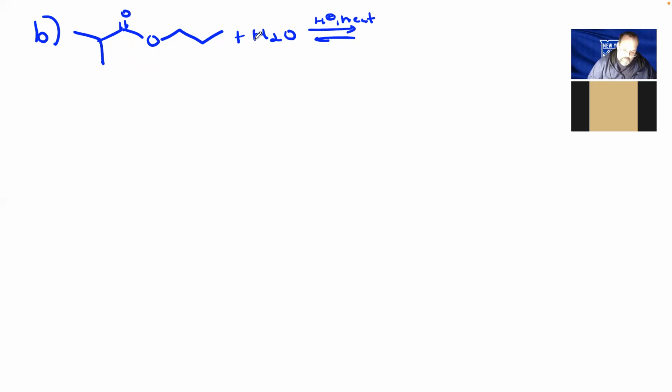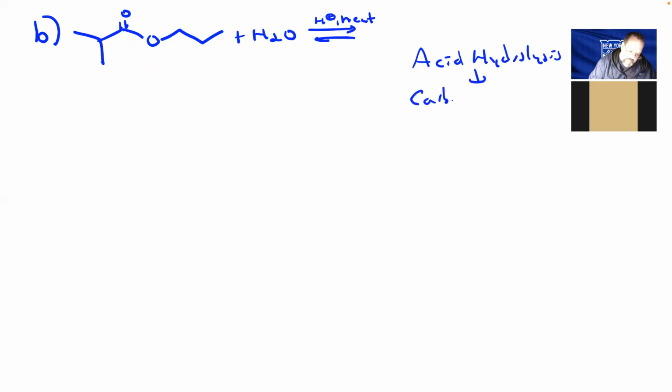All right. Let's go to letter B. So here we have the following structure. It's H2O, and then we've got H plus and heat. All right. So what do we got going on here? Well, again, we have an ester. We have water, H plus, generic symbol for acid, heat. So what do we got here for the ester? We've got acid hydrolysis.